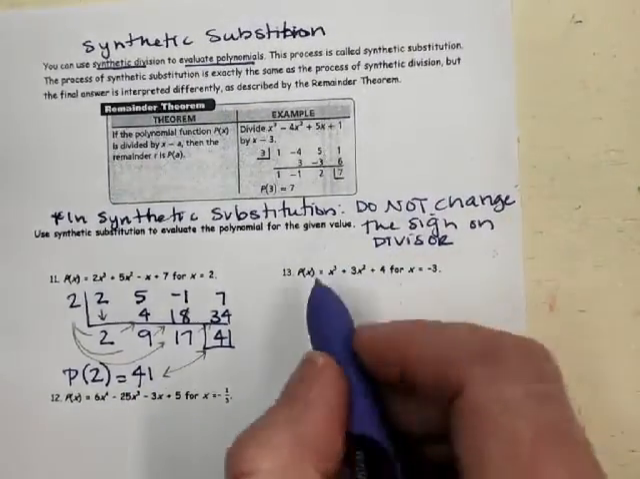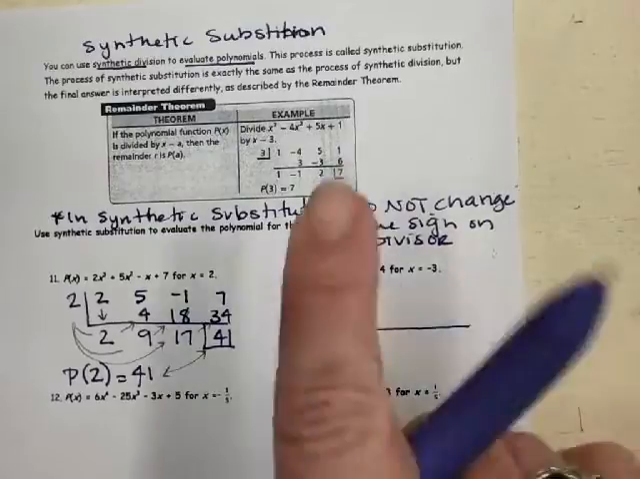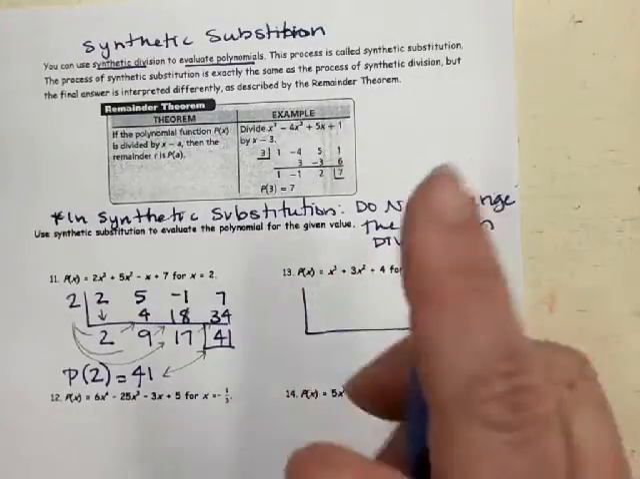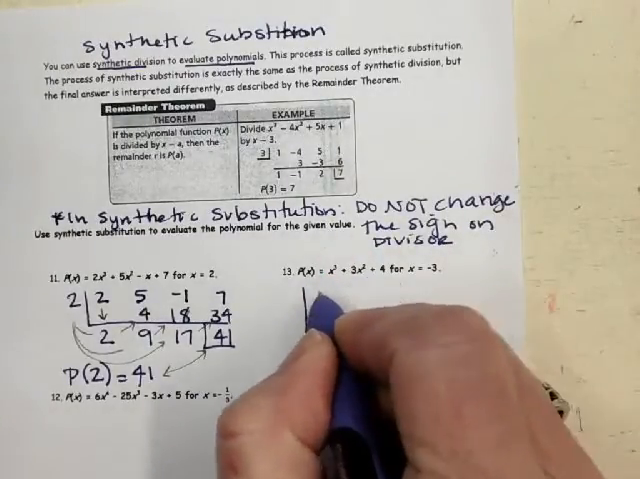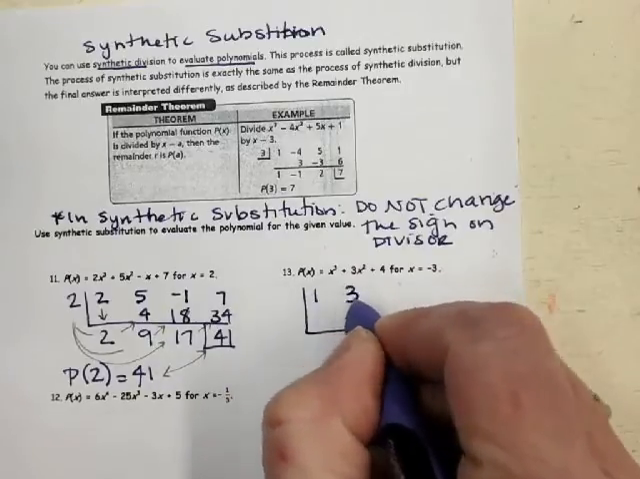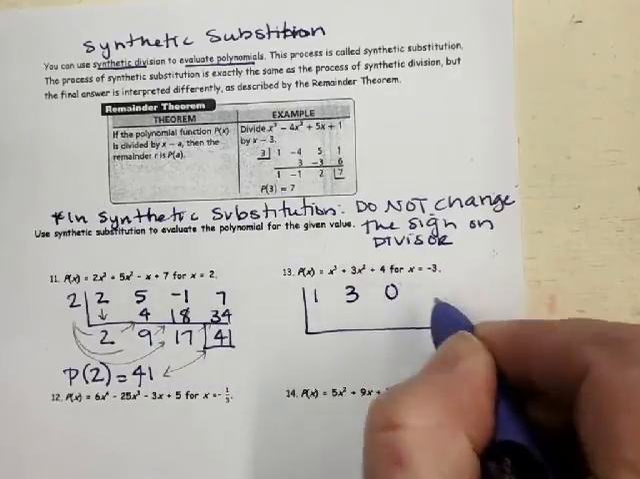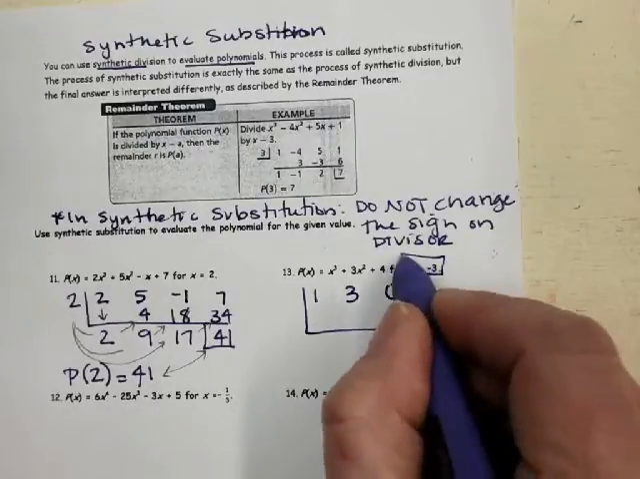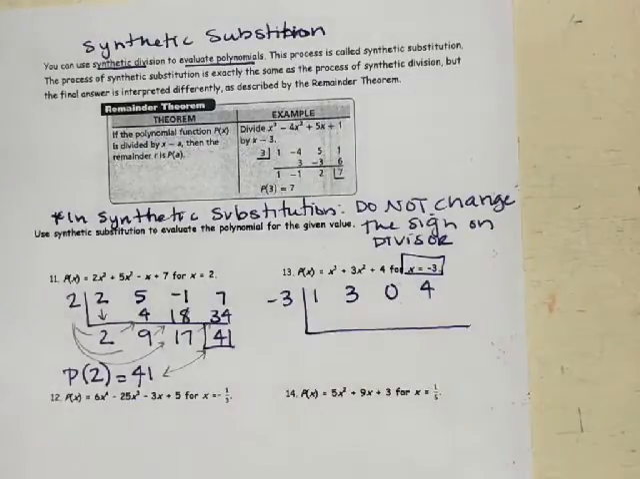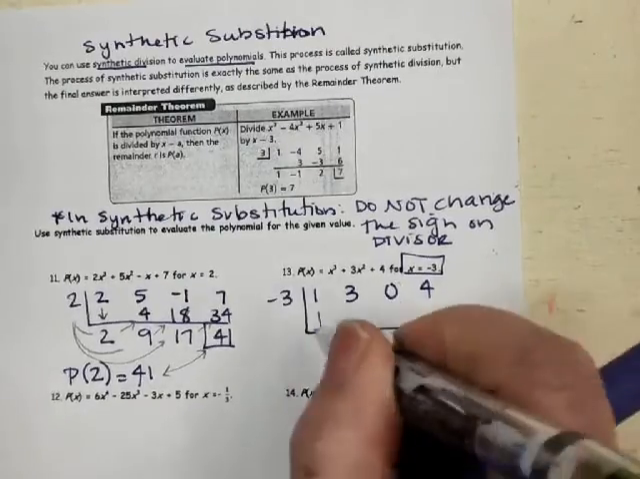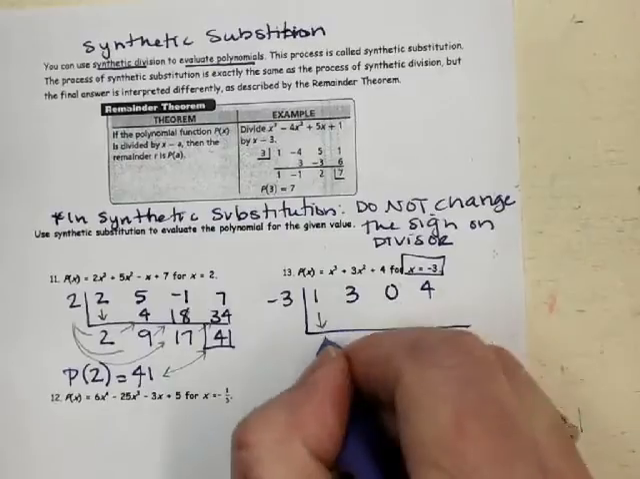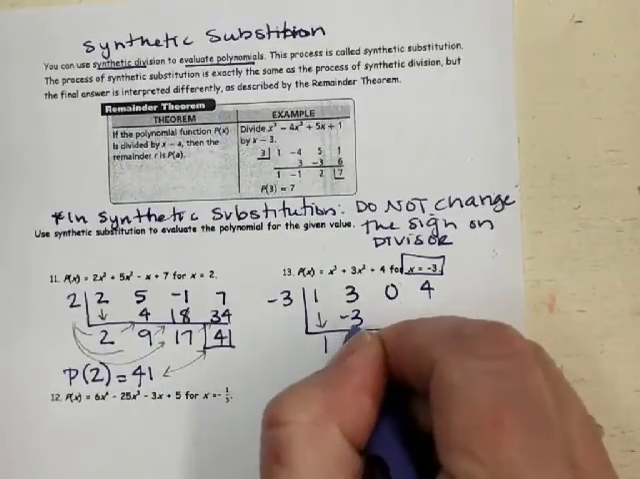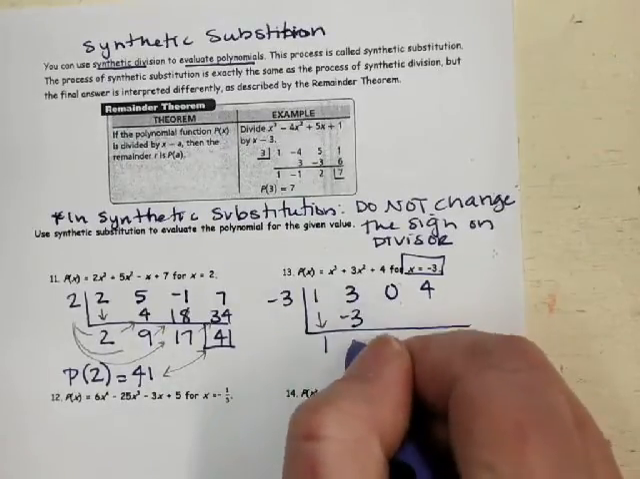You're making sure that it's in standard form. 3, 2, oh, there's not a 1. There's not an x to the first. So it's 1x cubed, 3x squared, 0x to the first, and 4. X is negative 3. Plug that in and do the stuff. Bring down the first term. Multiply, drop it in. 3 minus 3 is 0.